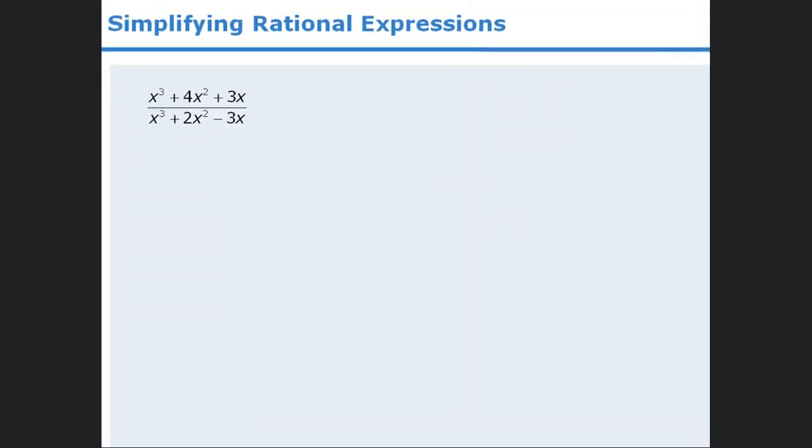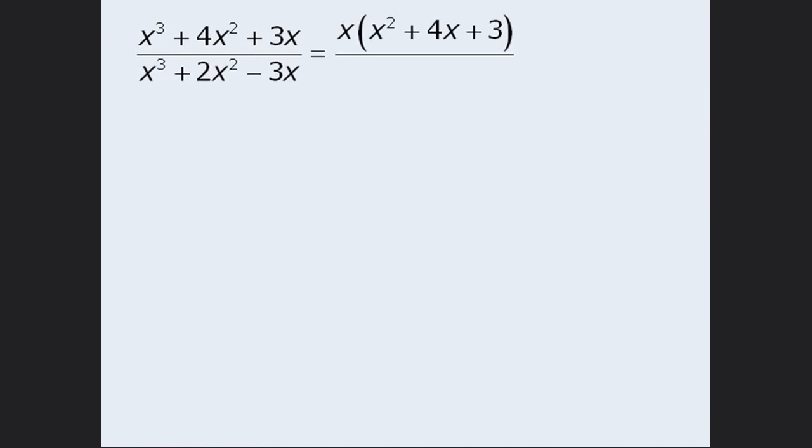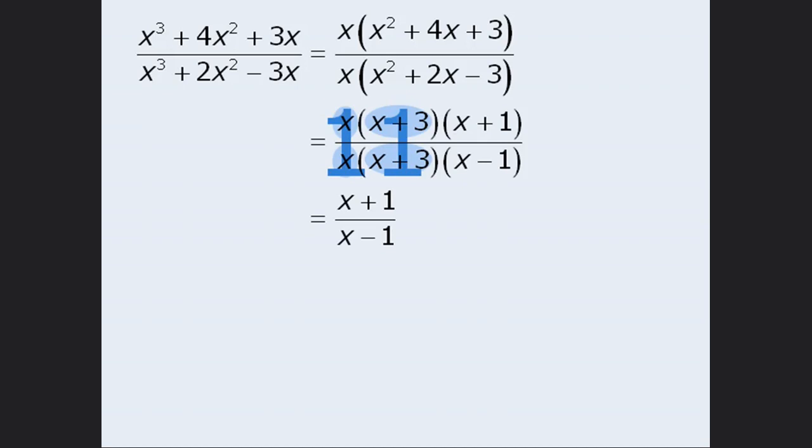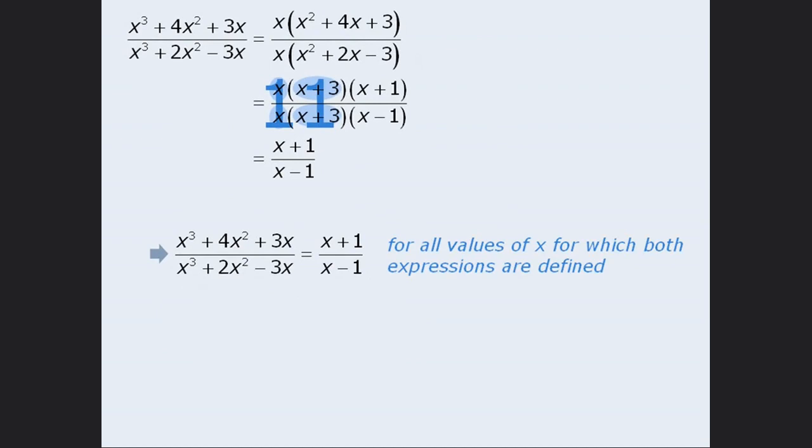Okay, let's try one more example. To simplify this, we will first factor out an x in the numerator, and we will factor out an x in the denominator. The quadratic polynomial on the top can be factored, and the quadratic polynomial on the bottom can be factored. At this point, we can simplify x over x to be 1, and we can simplify x plus 3 over x plus 3 to be 1 as well. This leaves us with x plus 1 over x minus 1. So we can say that these two expressions are equal for all values of x for which both expressions are defined.